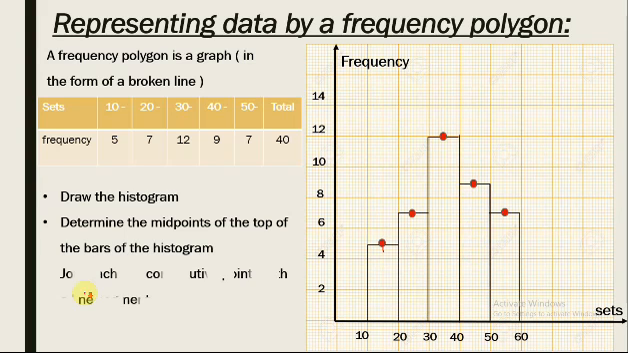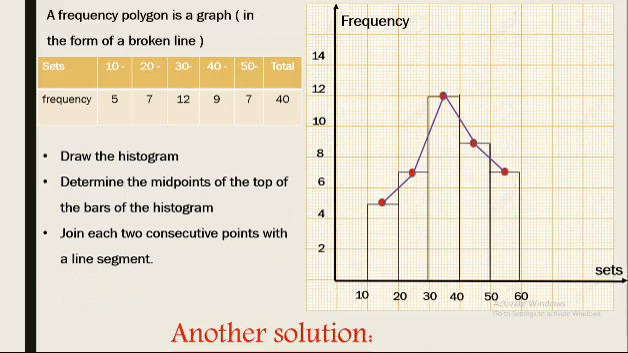What is the third step? Join each two consecutive points with a line segment. Like this. From here to here with a line segment by using your ruler, of course. From here to here, here, and here. Like this, we represent the data by a frequency polygon. That's easy.